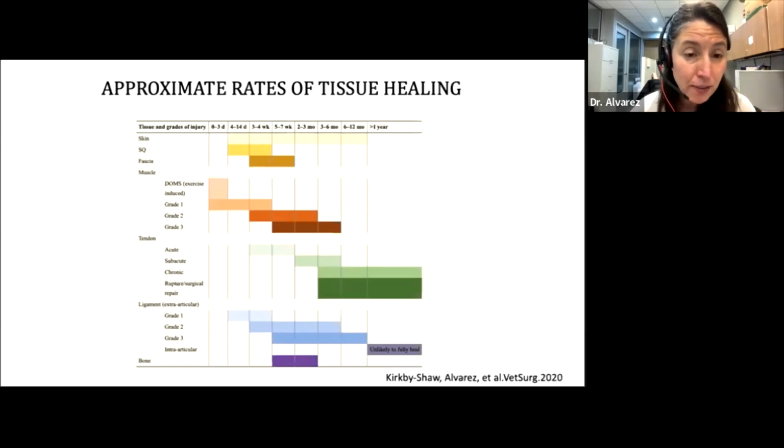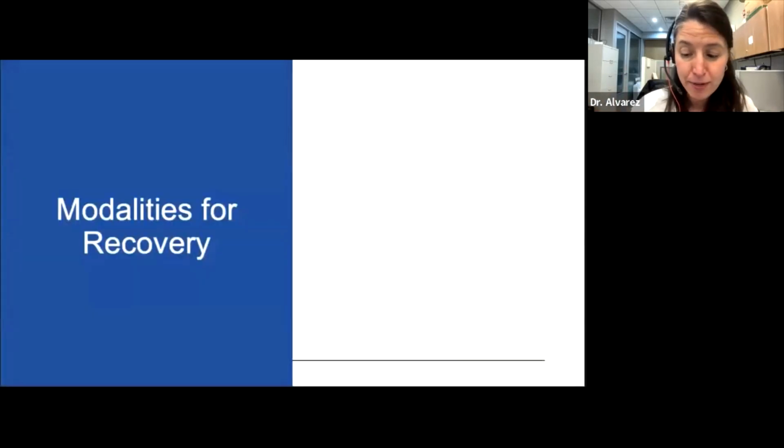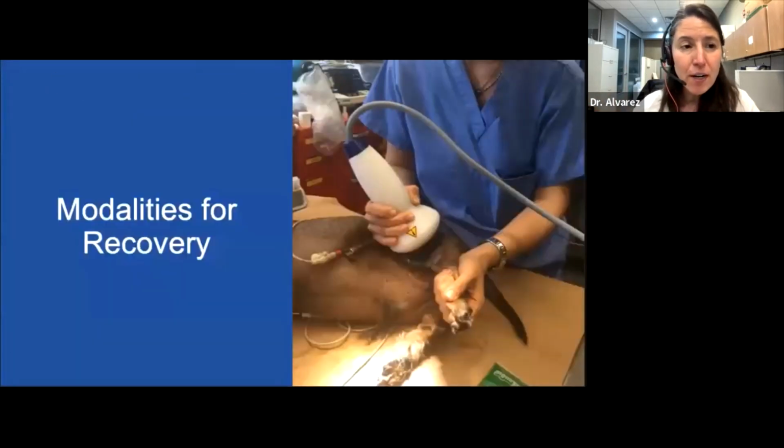When we're talking about muscle, depending on the degree of injury, it could range from just a few weeks to up to 6 months, and so on for the various different tissues. So it's important to know what tissue has been compromised in order to know how to progress through rehab. Okay, moving on to our modalities and what we can use in order to speed up that recovery.